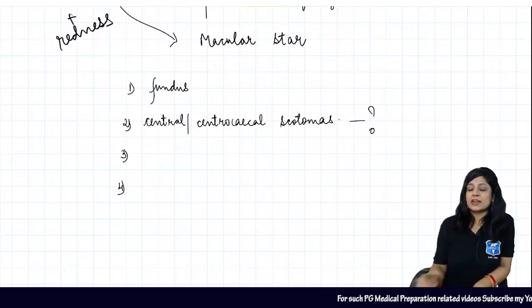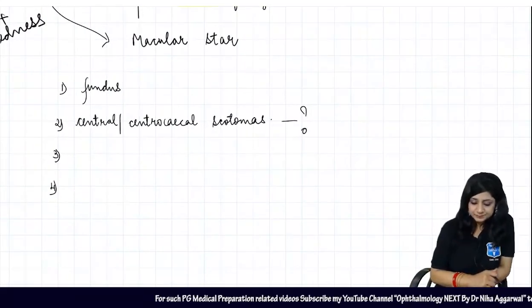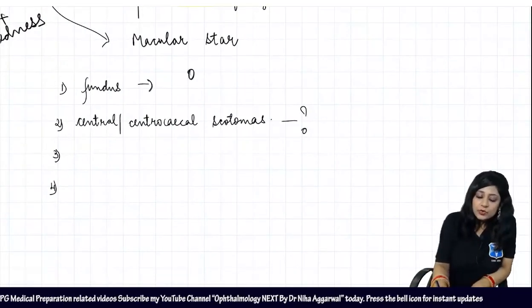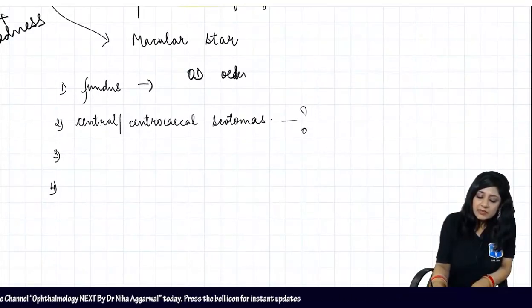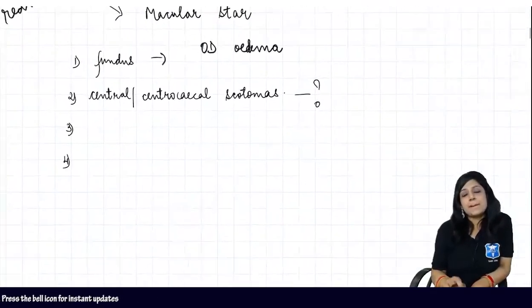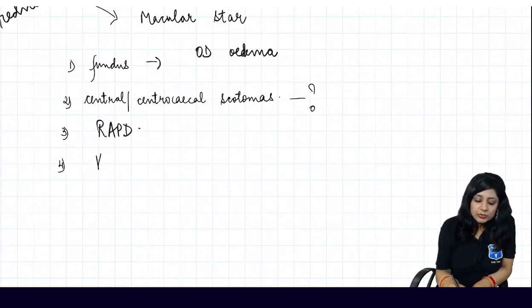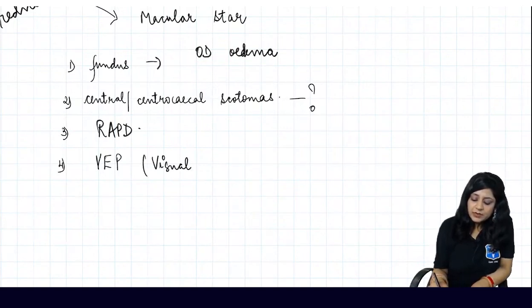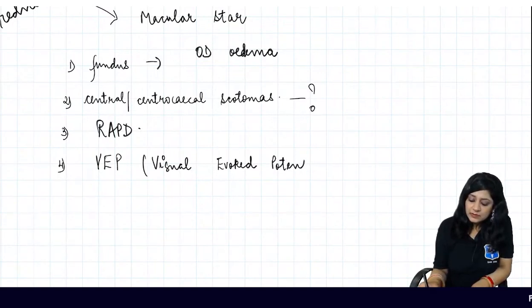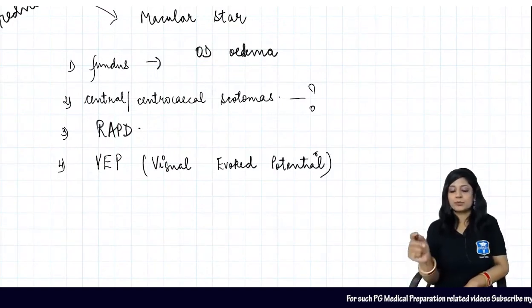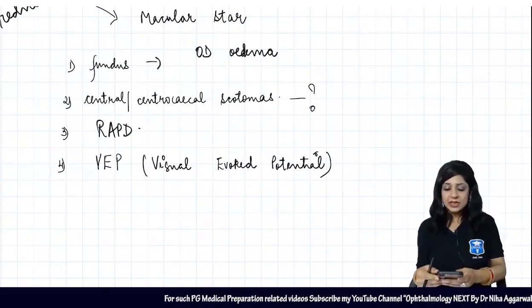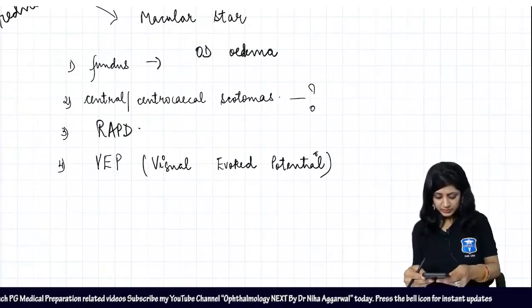So where are you going to get these central or centrocecal scotomas? In the fundus you already know we have the optic disc edema. Then what else? One important sign was RAPD also that you have seen. Then what about the visual evoked potential? Where do you get these scotomas? And what is a visual evoked potential?